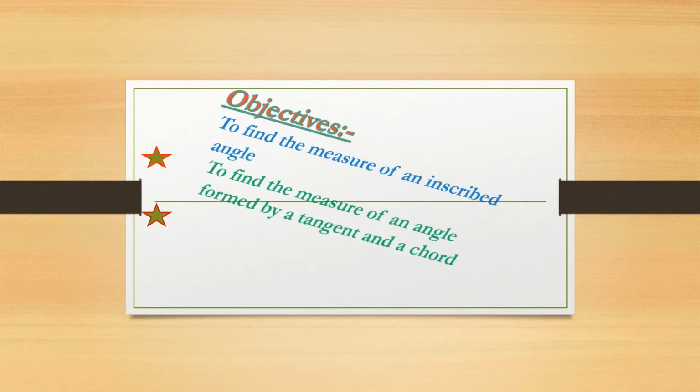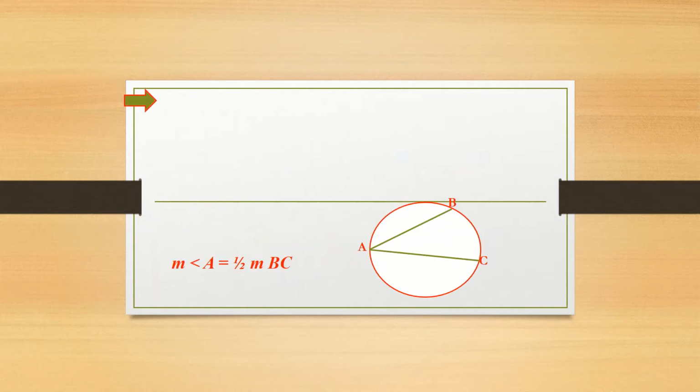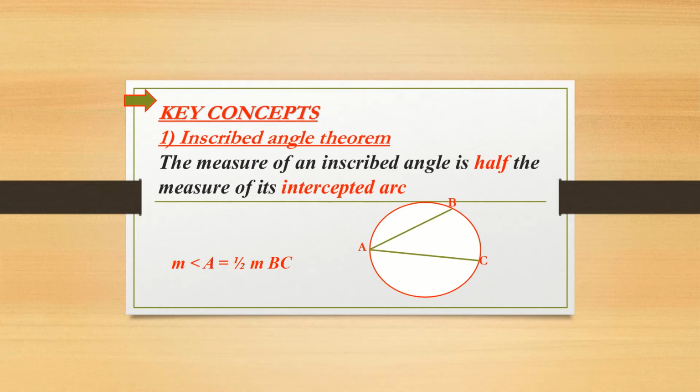Here are the objectives of the lesson: to find the measure of an inscribed angle, to find the measure of an angle formed by a tangent and a chord. Let us see the key concepts of the lesson.